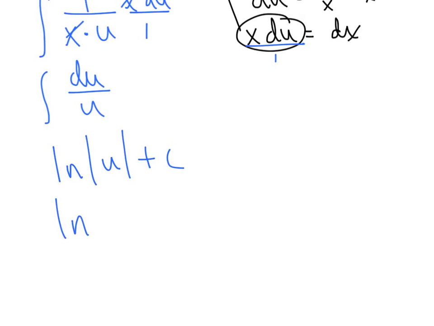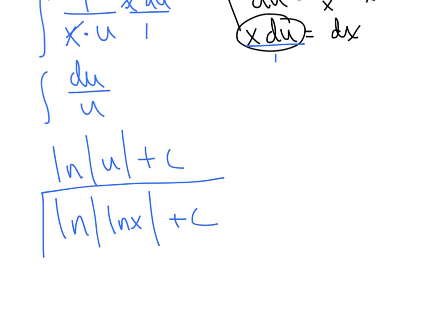And the last thing I'm going to do is substitute back in for u. u happens to be the natural log of x, so that's kind of exciting. So our antiderivative is the natural log of the natural log of x plus c.